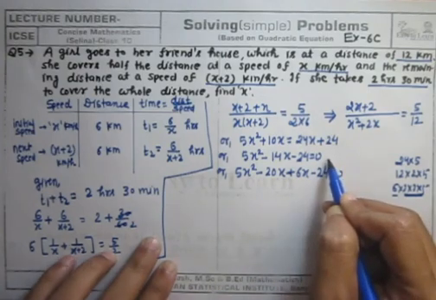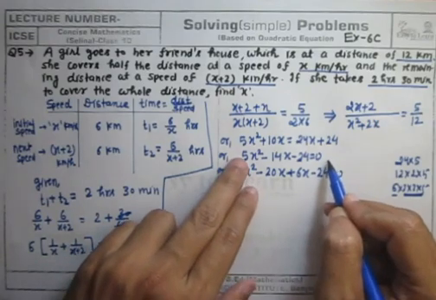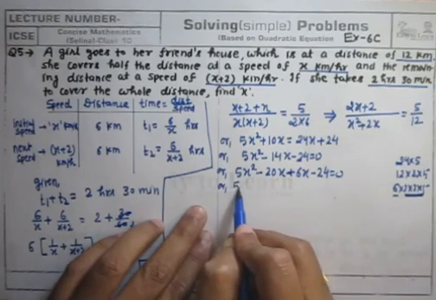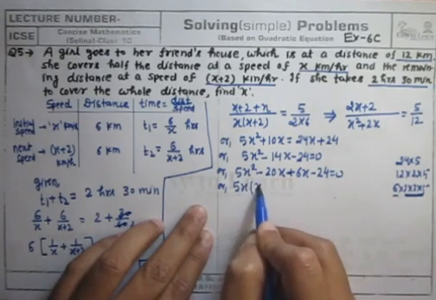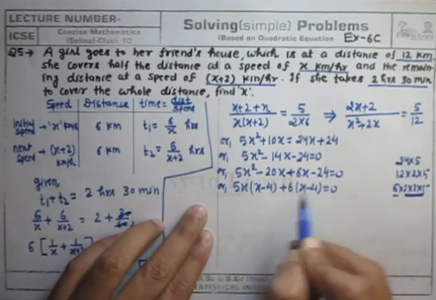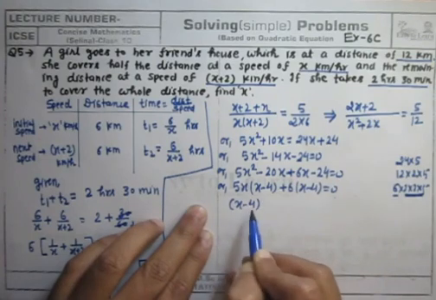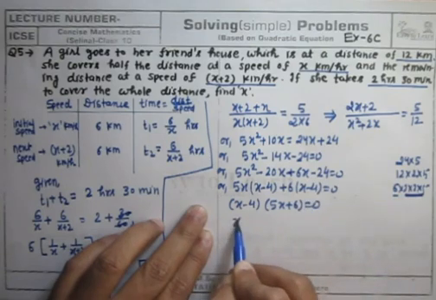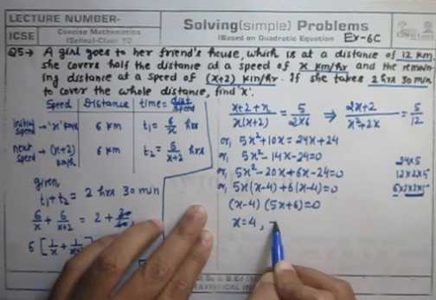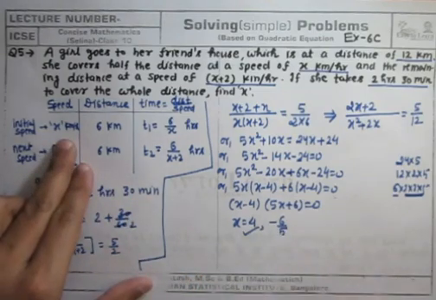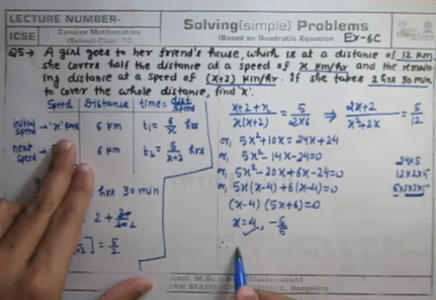See, after this you know how to solve the quadratic equation. So if you know how to solve the quadratic equation, then there is no need to see the solution. You can solve by your own way. Plus 6x minus 4 is equal to 0. So x minus 4 into 5x plus 6 is equal to 0. Therefore x is equal to 4 and minus 6 by 5. Because x is a speed, it cannot be negative. So only this value is acceptable. Therefore the value of x is 4. Answer.